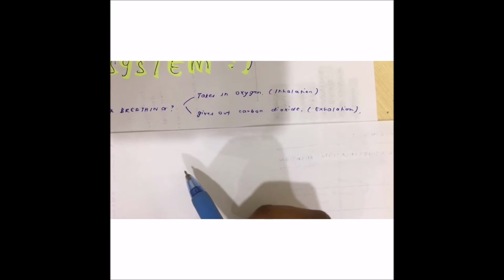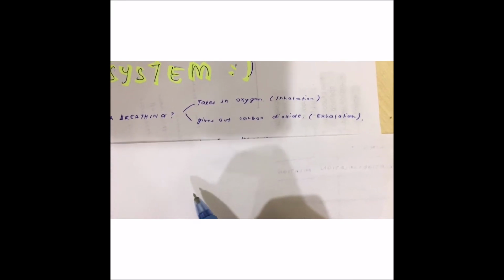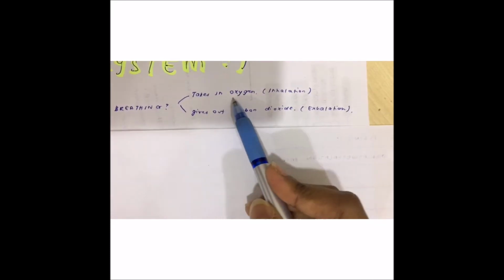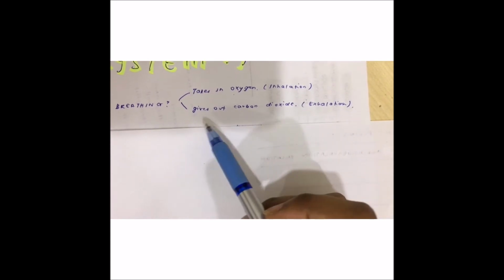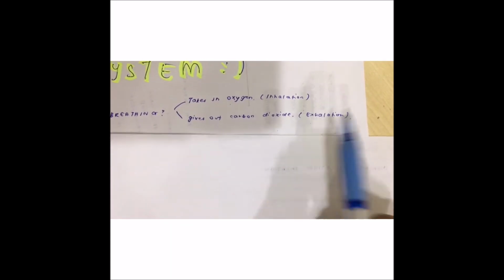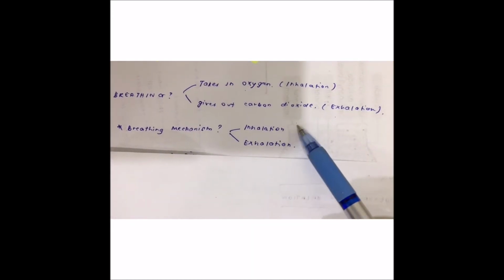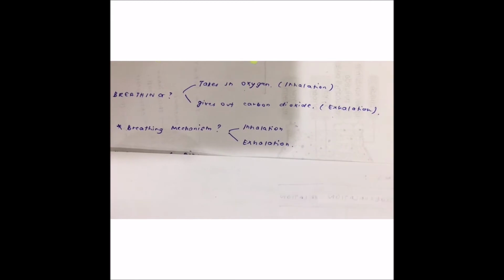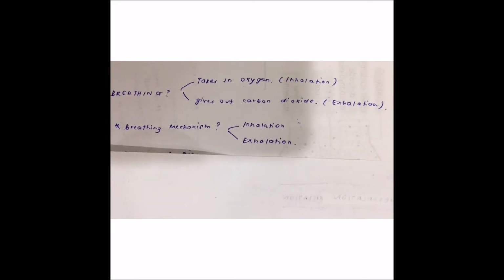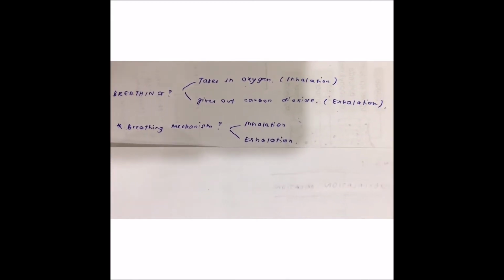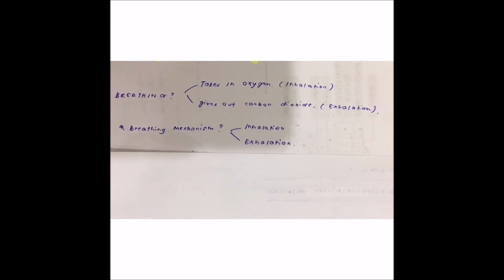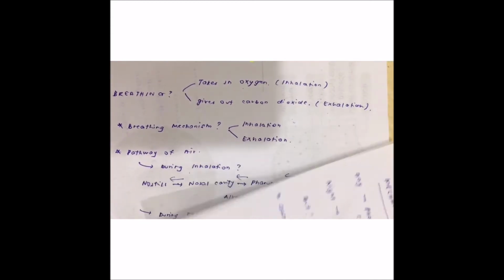Breathing. So we humans, we breathe. So what happens during breathing is that we take in oxygen during inhalation, and we give out carbon dioxide during exhalation. So what are the breathing mechanisms? As I mentioned before, it is an inhalation and exhalation. So we'll be seeing the pathway of air during inhalation and exhalation.